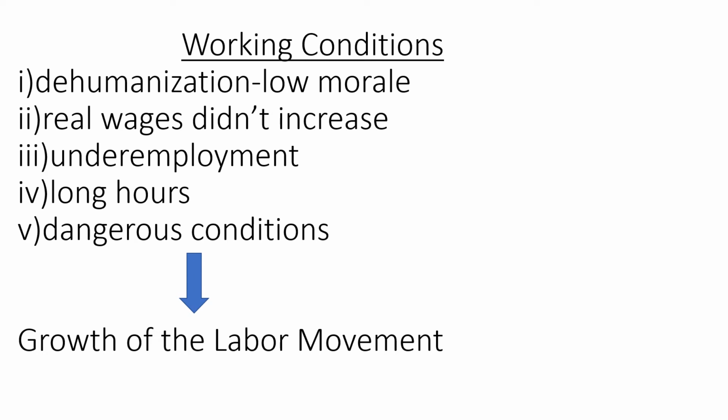Underemployment, or not having enough work, was another problem. Companies followed the boom and bust cycle, hiring lots of workers when demand was high and then laying them off. Busts happened in 1873, 1882, and 1893.